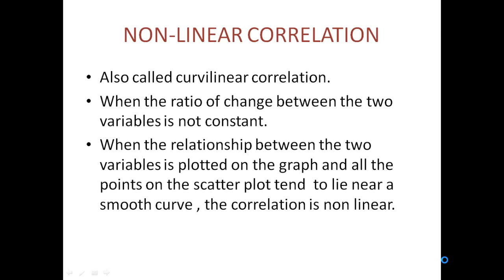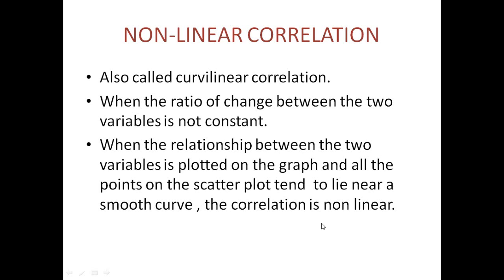We saw in the earlier videos about the linear kind of correlation, but it is also possible that the correlation between the variables which we are considering is non-linear in nature. So, non-linear correlation, also known as curvilinear correlation, is the case when the ratio of change between the two variables is not constant. So, if say one variable increases and the other variable is increasing but not in the same ratio, then it is called nonlinear correlation.